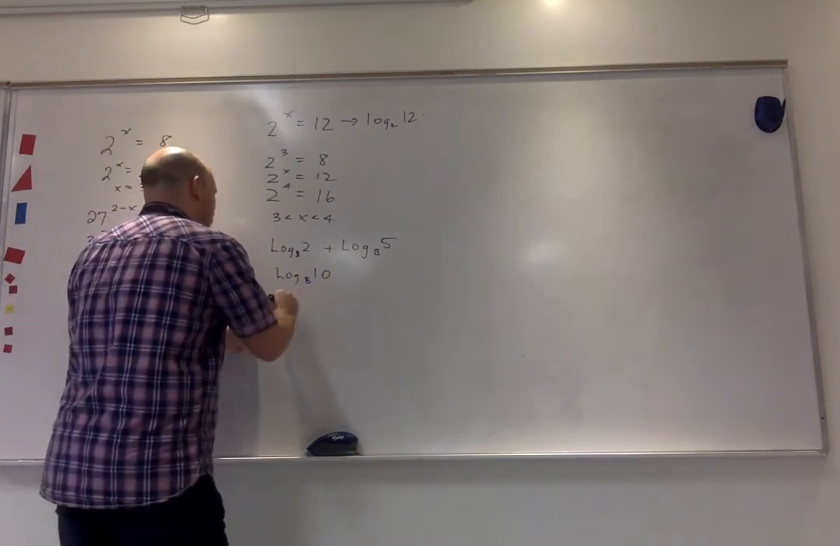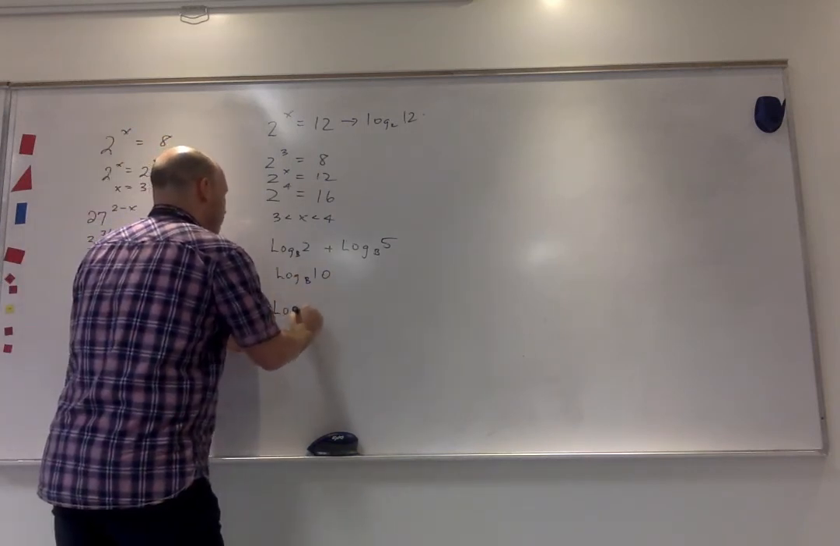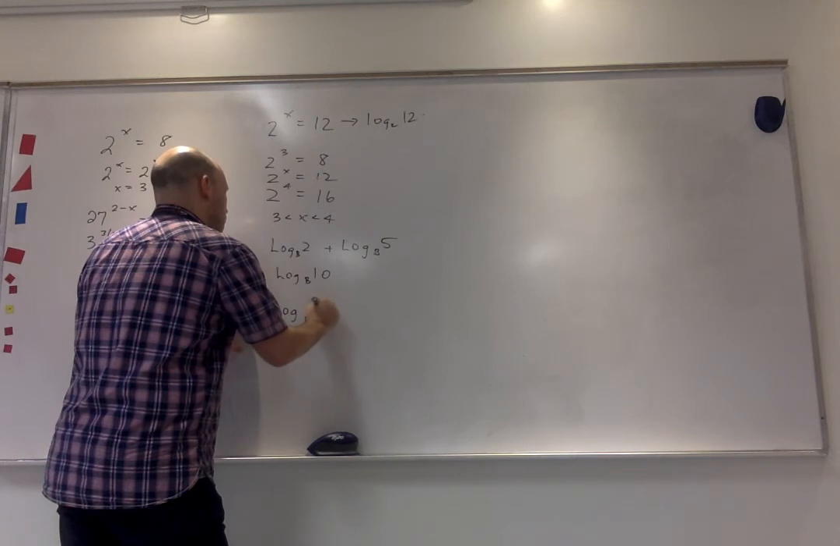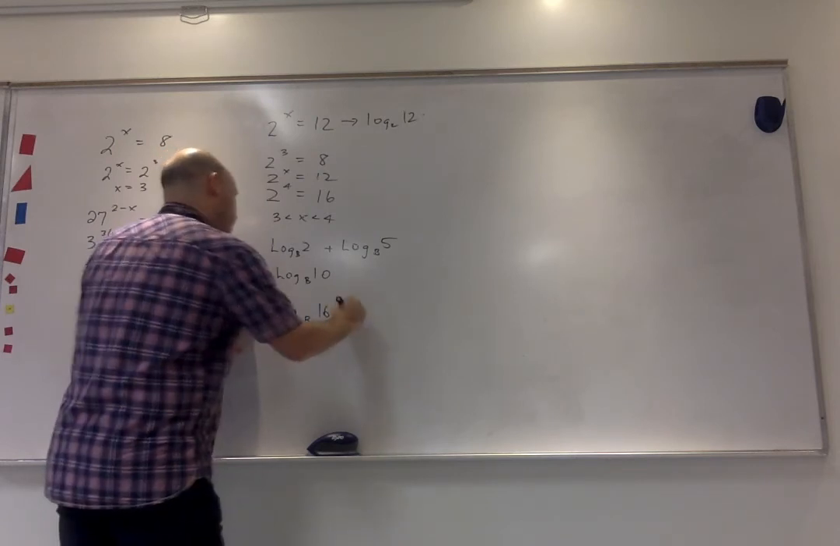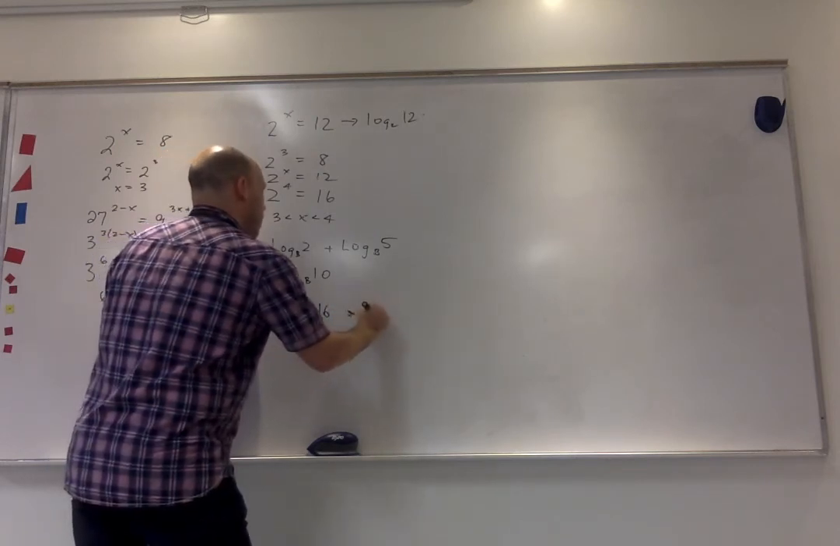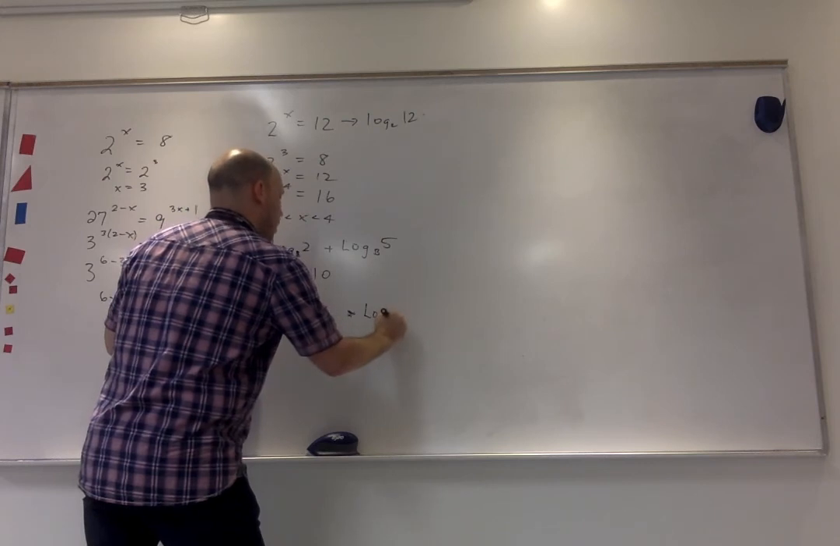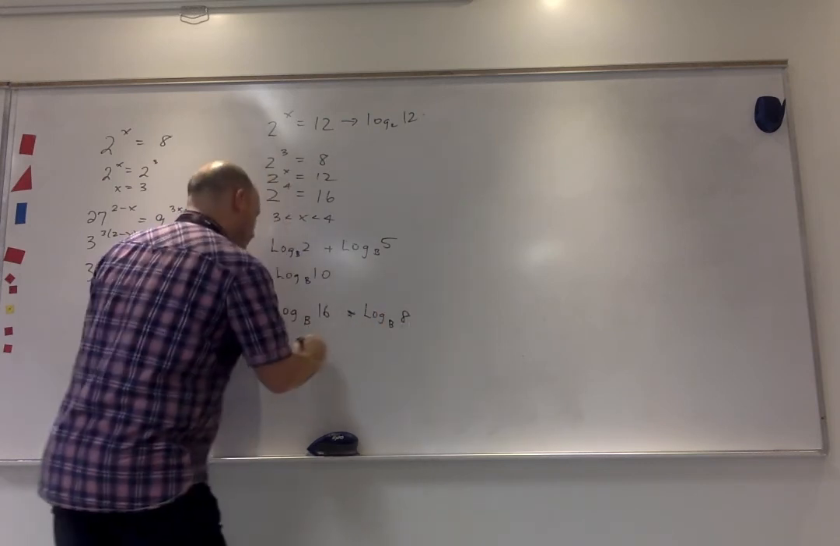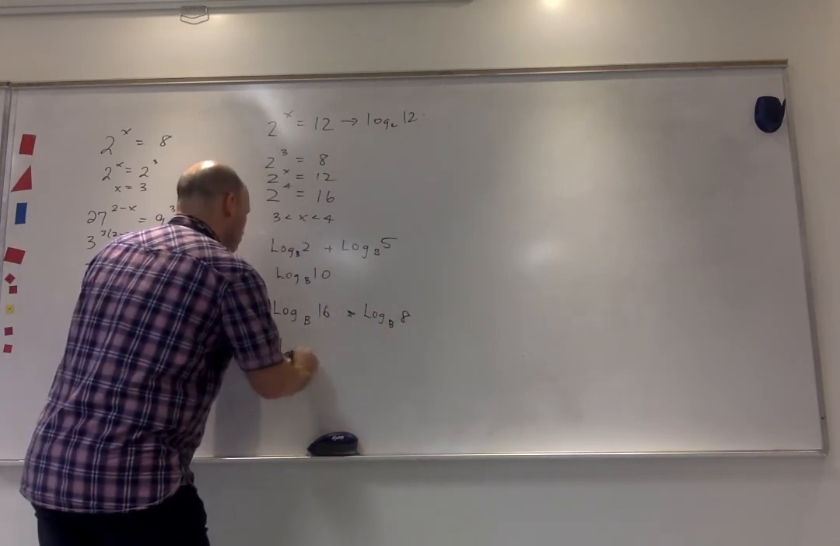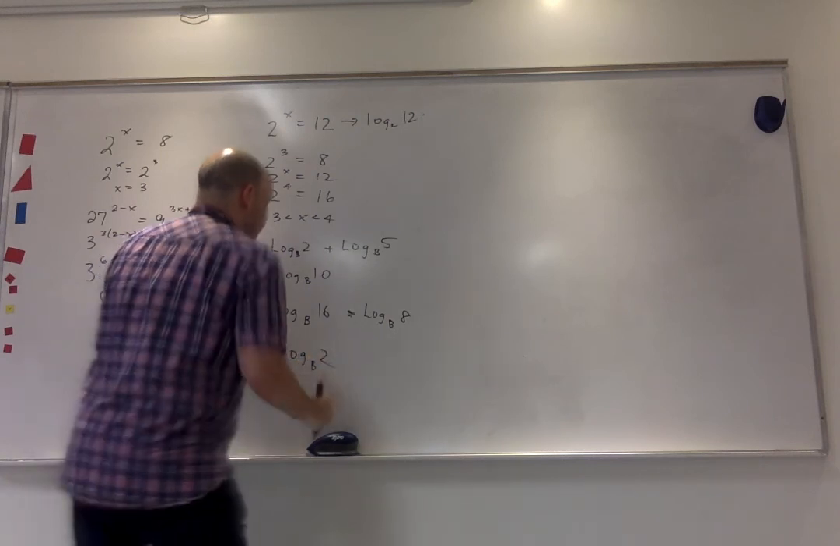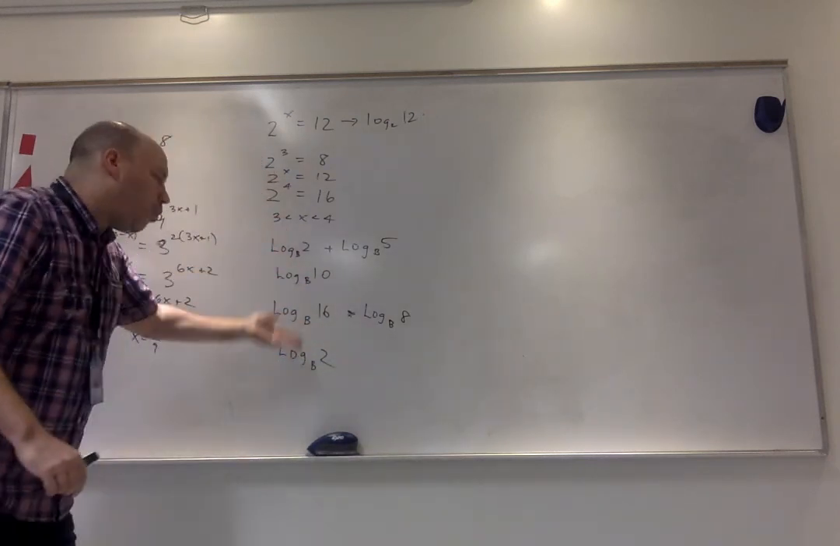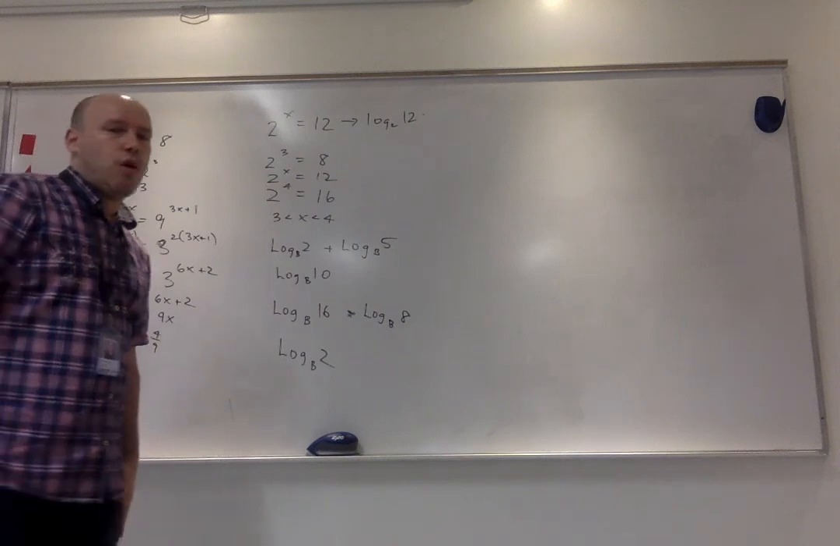Let's try another one. How about log_b 16 minus log_b of 8, and then I want you to do the next one, log_b of 2. What rule comes up then?